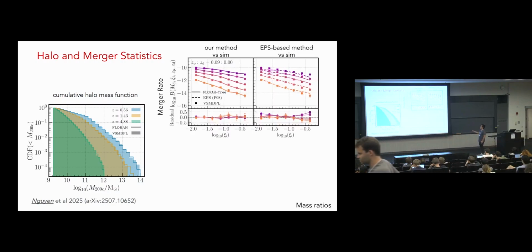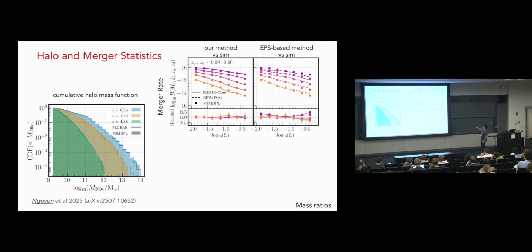You can do a little bit better. You can plot things like the merger rate, which is basically counting the number of halos that merge with each other and plotting them by their mass ratio. So the x-axis is the mass ratio, and different colors here are different bins of the mass of the descendant halo. To the left, you see our method versus the simulations, where the data points are the simulations and our method is the solid lines. The bottom panel shows the residual.